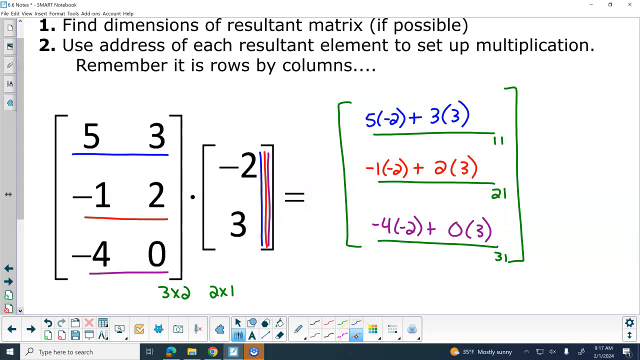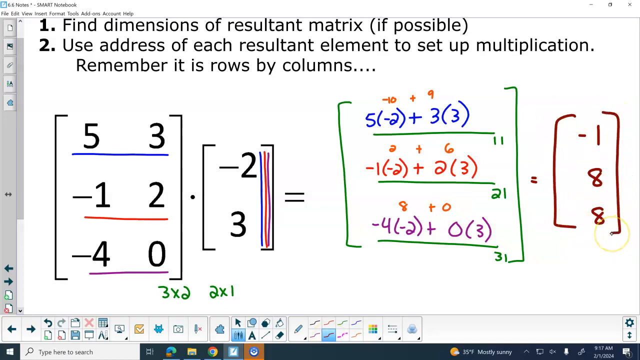So this is -10 plus 9, which is -1. This is +2 plus 6, which is 8. And this is +8 plus 0, which is 8. So my resulting matrix is a 3 by 1: -1, 8, 8.